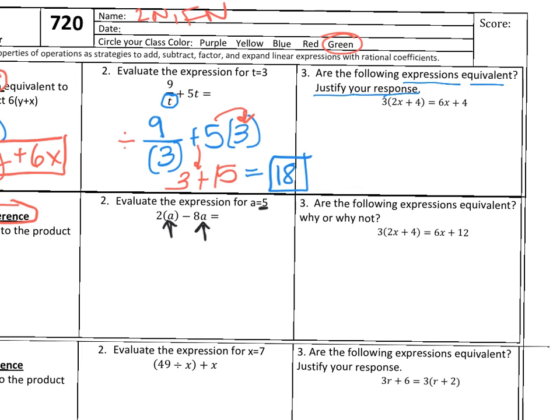We have 3 times the quantity 2x plus 4. So 3 times 2x is 6x. 3 times 4 is 12. Keep the sum. And is that equal to 6x plus 4? Ask yourself, are those equal? No, they're not. They both have 6x, but do you guys see how 12 and 4 are not equal? So it cannot be equivalent. So here, you would write a response of, the expressions are not equivalent.